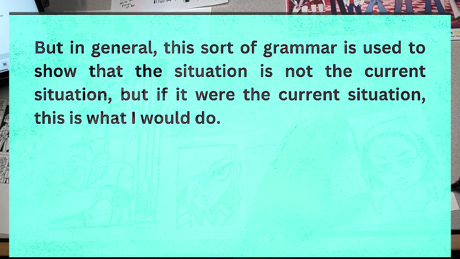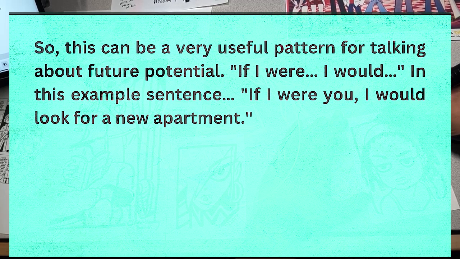But in general, this sort of grammar is used to show that the situation is not the current situation, but if it were the current situation, this is what I would do. So this can be a very useful pattern for talking about future potential. If I were, I would, in this example sentence, if I were you, I would look for a new apartment.